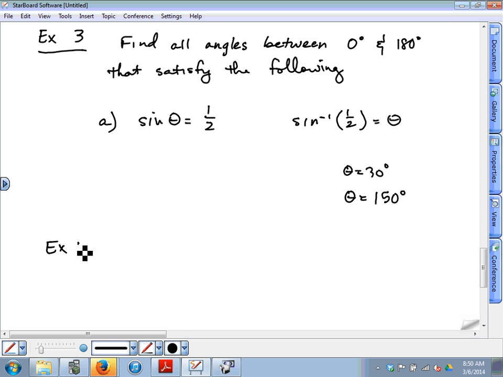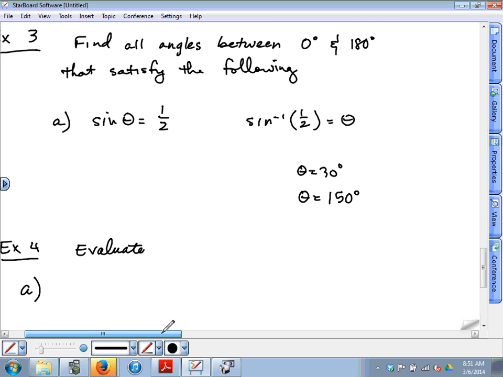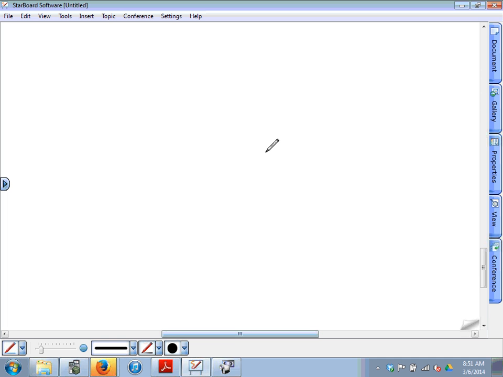Example 4. Evaluate. This just gets more fun and more fun. Well, before we get too far into this, what would you say if this were the problem? Inverse sine of the sine of pi over 3. What if that's what you were supposed to evaluate?